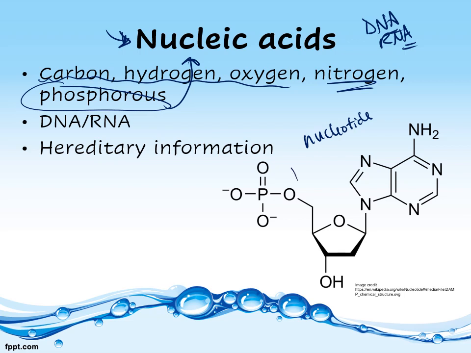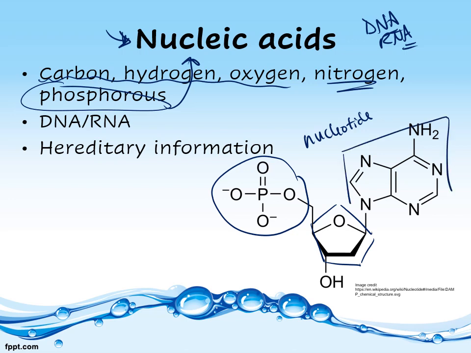Nucleic acids are made of nucleotides. A nucleotide is the small piece of a nucleic acid. They have 3 chunks. There's a phosphate group. There is a 5-carbon sugar that we draw as a pentagon, and then there's going to be some nitrogenous base, and this nitrogenous base happens to be adenosine.